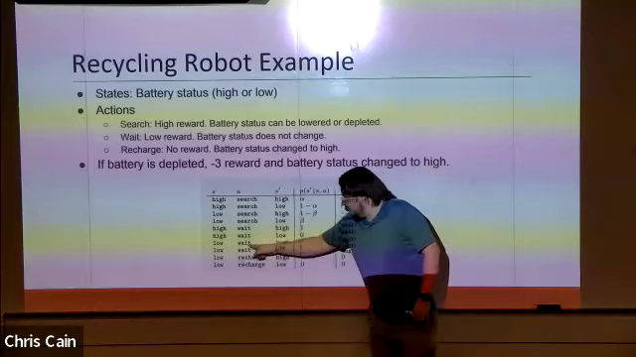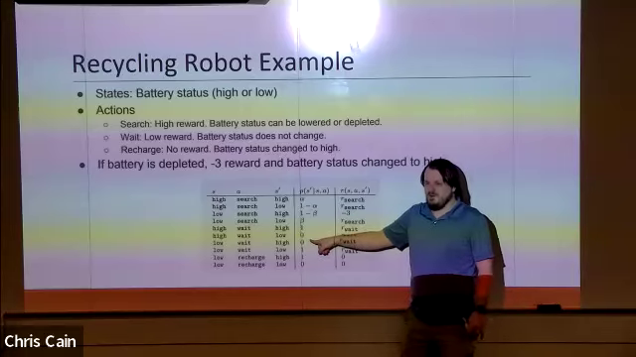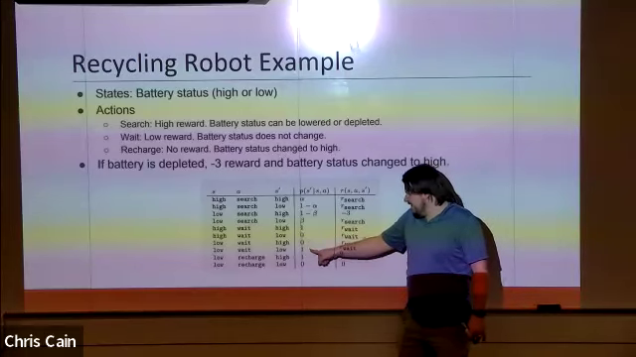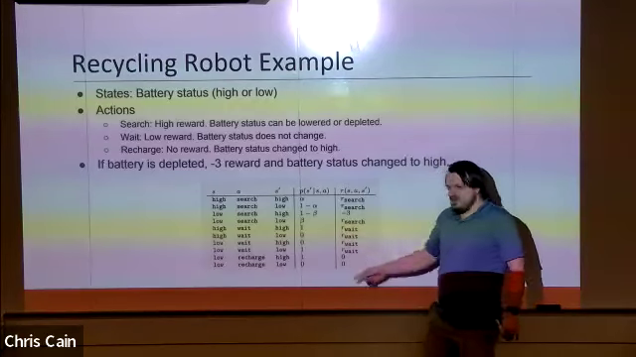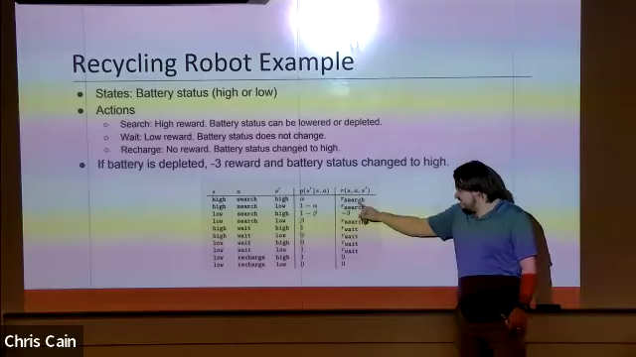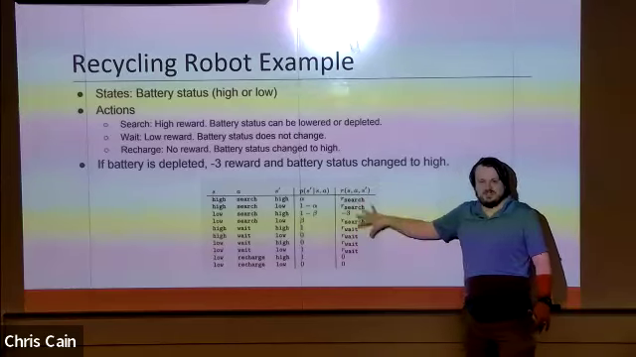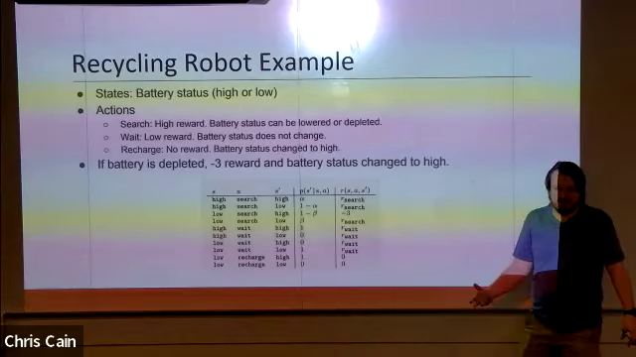On the other hand, if you wait and the battery is low, there's no way for the battery to charge itself without being charged, and it's guaranteed to stay low. You get the reward of waiting, whatever that is defined to be. We're assuming that some or all of these are going to be filled in by some end user to customize the behavior that should be learned.